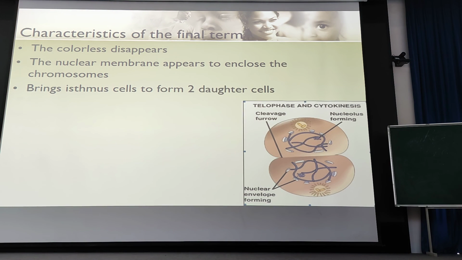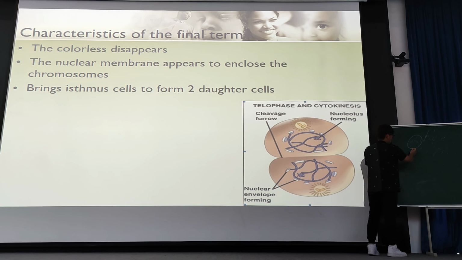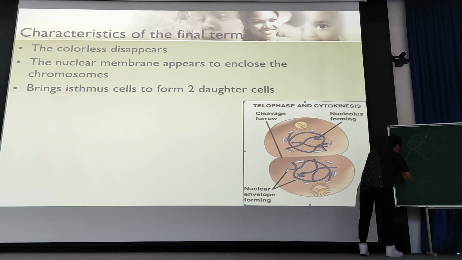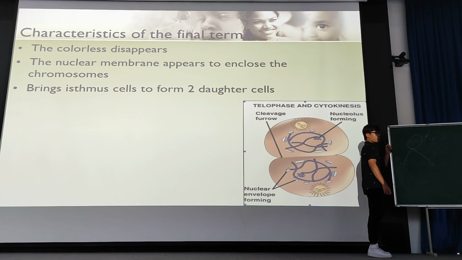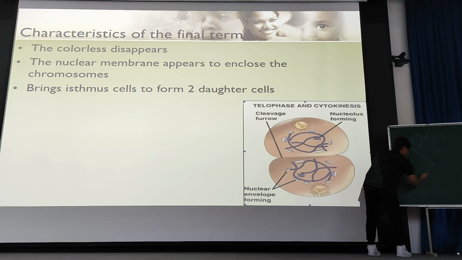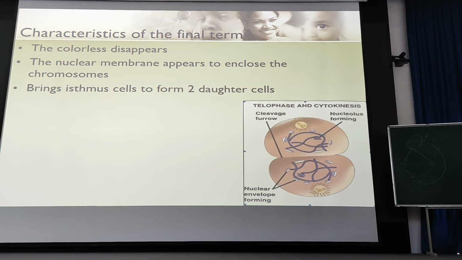And I want you to remember the important thing: we have a parent cell, and in mitosis we get two daughter cells, and they have the same chromosomes, 2N. That's so.